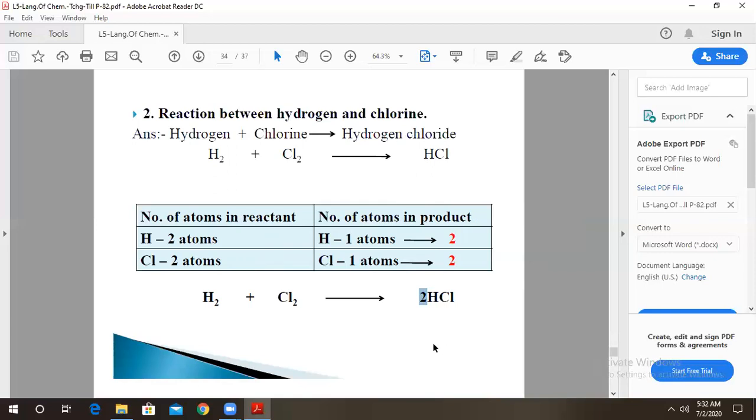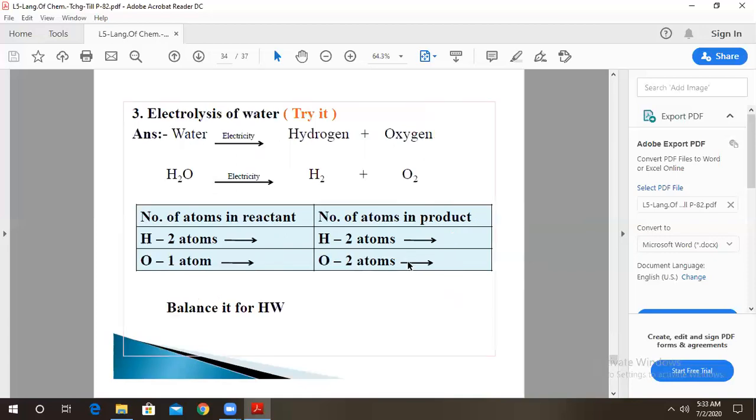So is our reaction balanced, dear friends? Are there 2 atoms of hydrogen and chlorine on both the sides? Check it. Excellent. Good job.